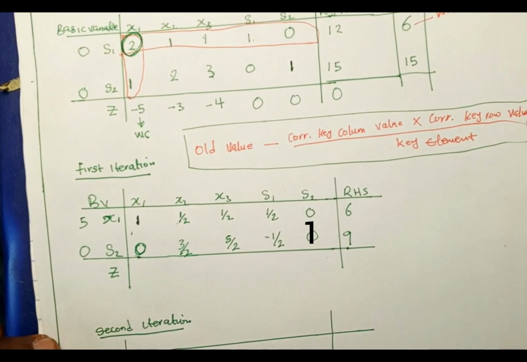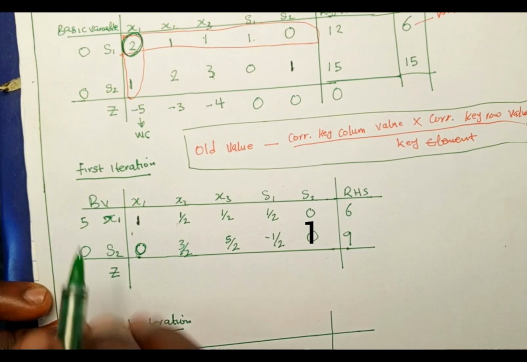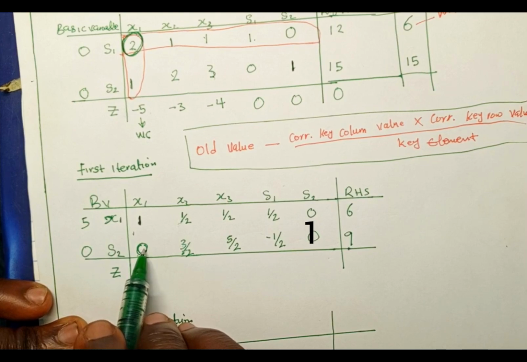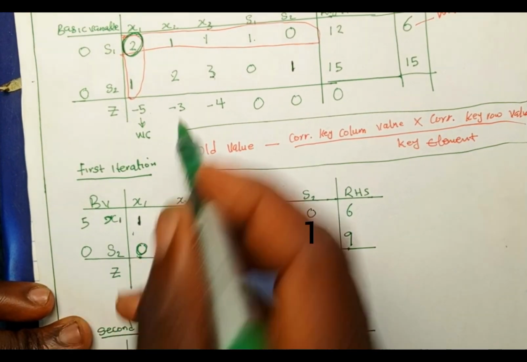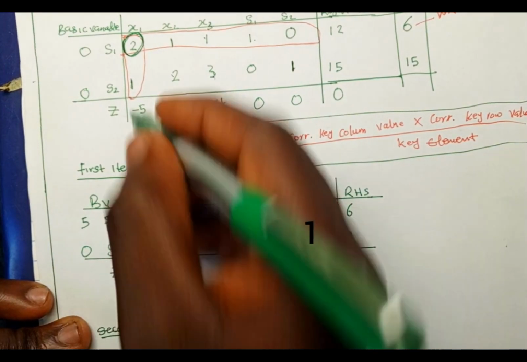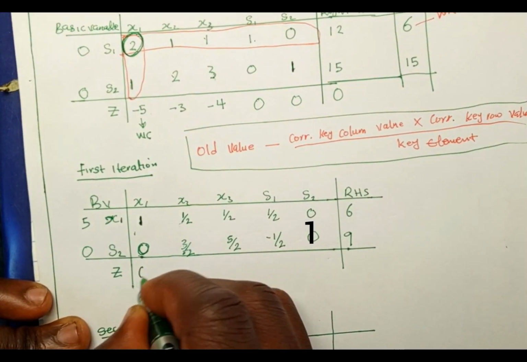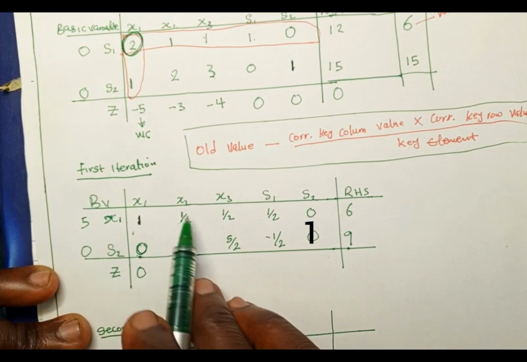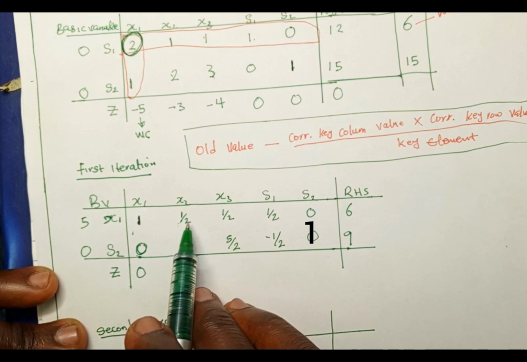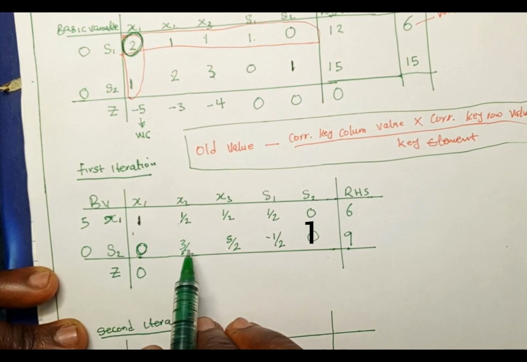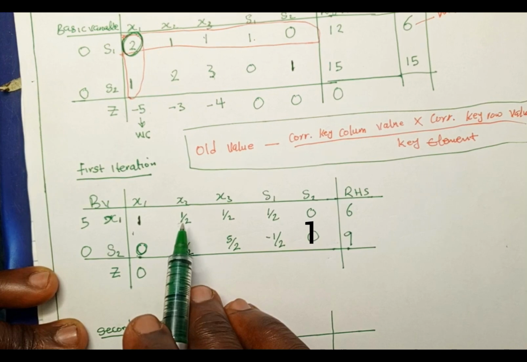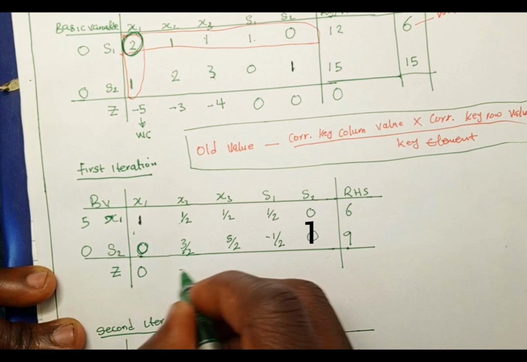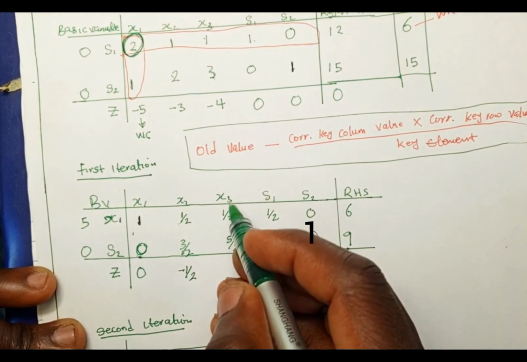So what we are going to do next is the multiplication and subtraction. 5 multiplied by 1 is 5, then plus 0 multiplied by 0 is 0. 5 plus 0 is going to give us 5. Then we subtract it from the Z value here. 5 minus 5 is going to be what? It is going to be 0. Then we do the same thing to get our S2. 5 multiplied by 1 over 2 is going to give us 5 over 2. Then plus 0 multiplied by 3 over 2 is still 0. 5 over 2 plus 0 is going to give us 5 over 2. Then 5 over 2 minus this 3 is going to give us what? Minus 1 over 2.